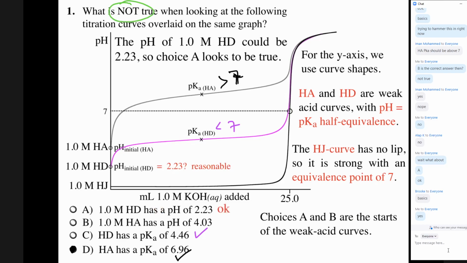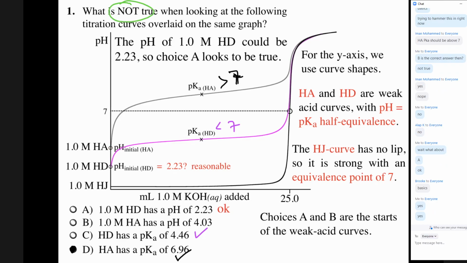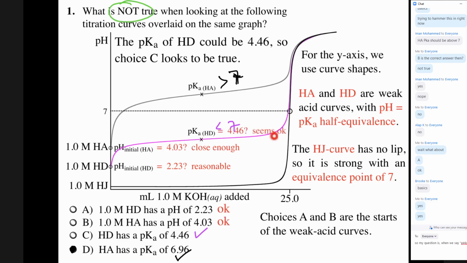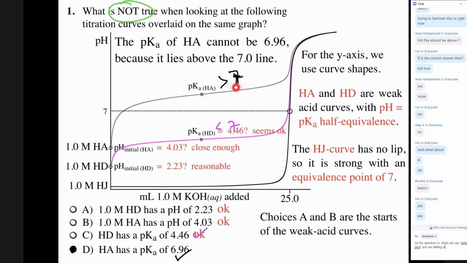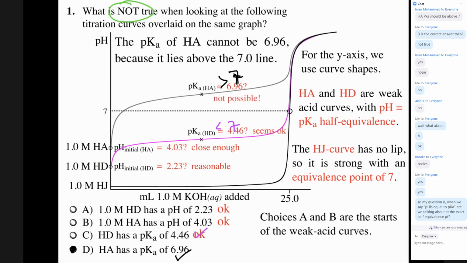That's okay. Is this one potentially 4.03? If that's 7, and let's say that 0 down there, could that be around 4.03? Sure, that one's in the ballpark. Is this one potentially 4.46? We just went through that one. That one seemed close enough. So it seems okay. But this one cannot be true. This has to be greater than 7, cannot be equal to 6.96. So best answer was in fact D, as in damn.